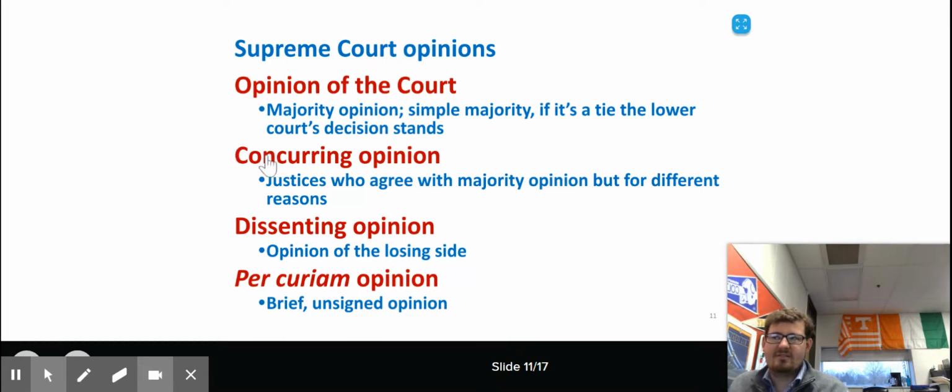We'll look at a case where there was no majority opinion, but rather a plurality of concurring opinions, which has become more common in recent years. That was an unheard of thing 30 years ago. Dissenting opinions. These are the opinions of the losing side, the minority on the court. They disagree with the outcome of the court. And there are a lot of thoughts on the value of dissenting opinions, and we'll come back to that here in a second.